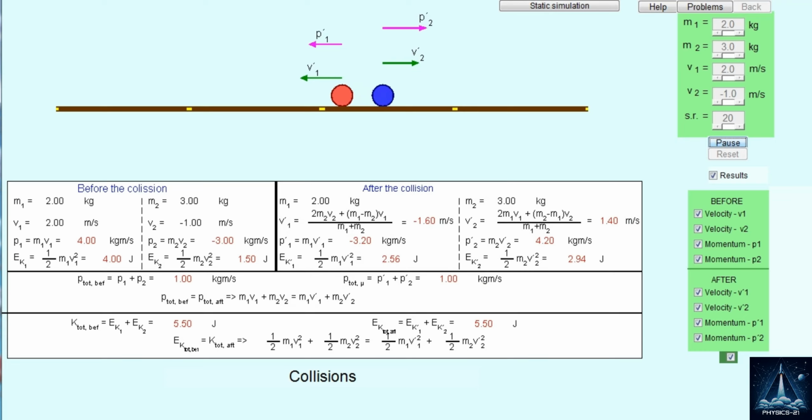In the results table, the equations and values are shown for velocities, momenta, and kinetic energies before and after the collision. The velocities after the collision are calculated based on the principles of conservation of momentum and conservation of kinetic energy.